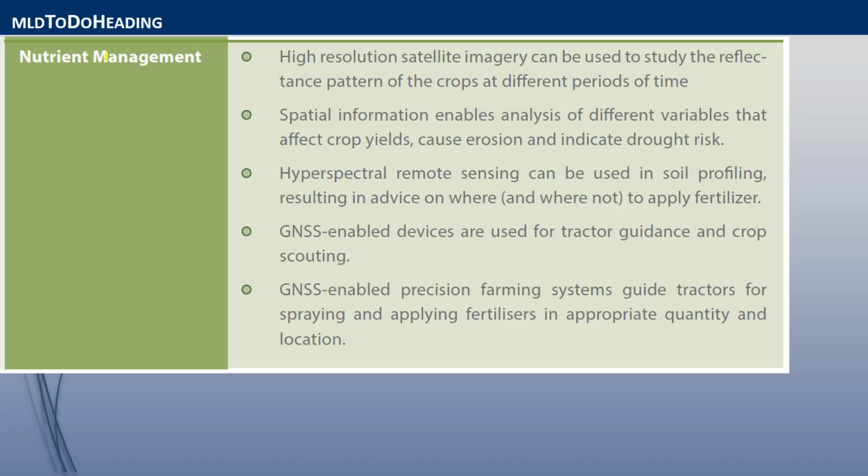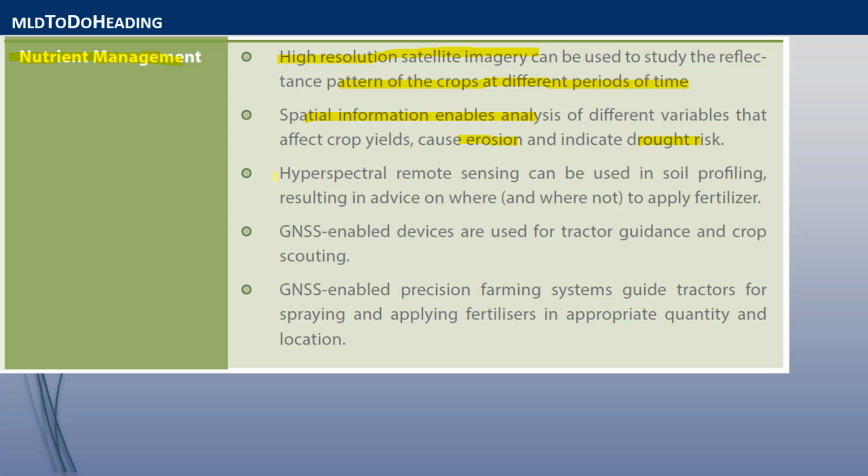So in the nutrition management phase, we can use high resolution satellite images to reflect the various types of patterns in different stages of growth of the plant. And if there is any kind of erosion, drought, or other issues, we can easily monitor and take preventive steps.